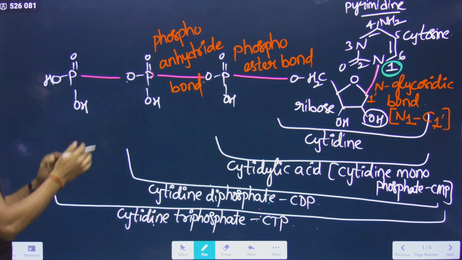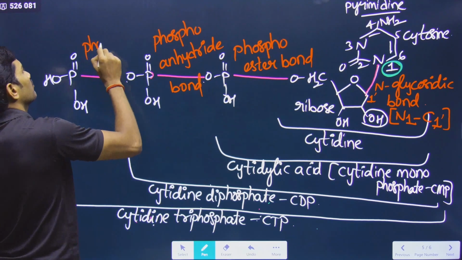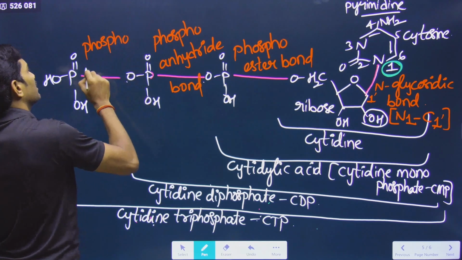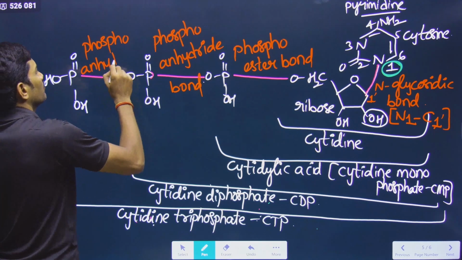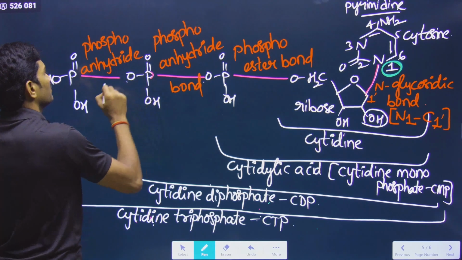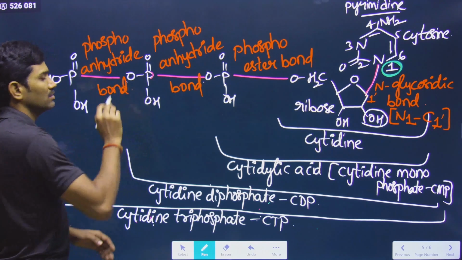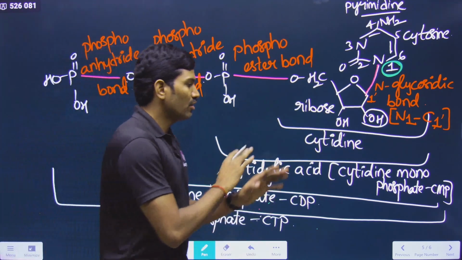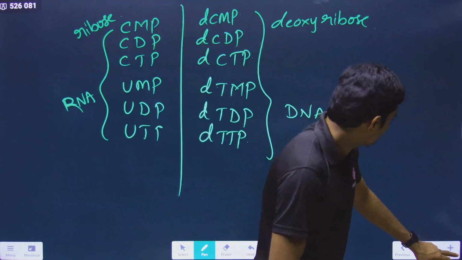Here also between two acids, it is once again phospho-N-hydride bond. Understood or not? This is how we are writing the names of all these molecules. So with this, this particular content is completed.